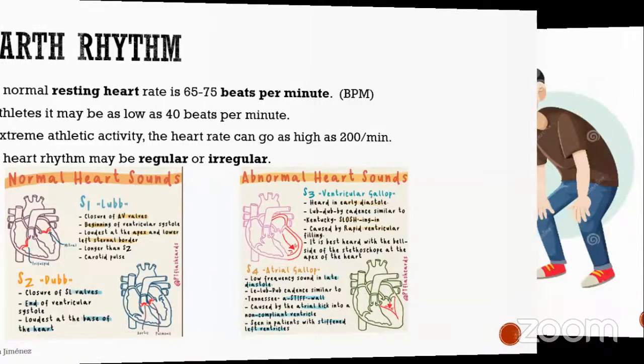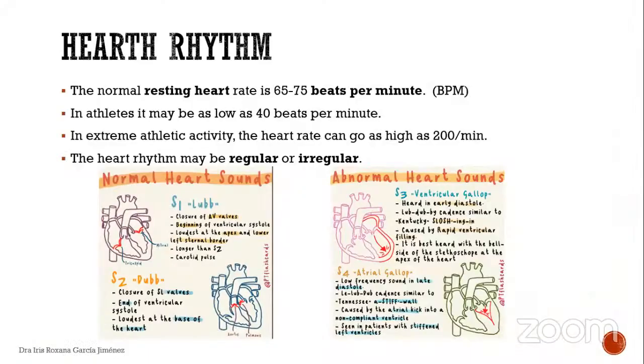About the heart rhythm, we must consider this: beats per minute. And this is the abbreviation, BPM, beats per minute. In athletes, it may be as low as 40 beats per minute. In extreme athletic activity, the heart rate can go as high as 200, and the heart rhythm may be regular or irregular.